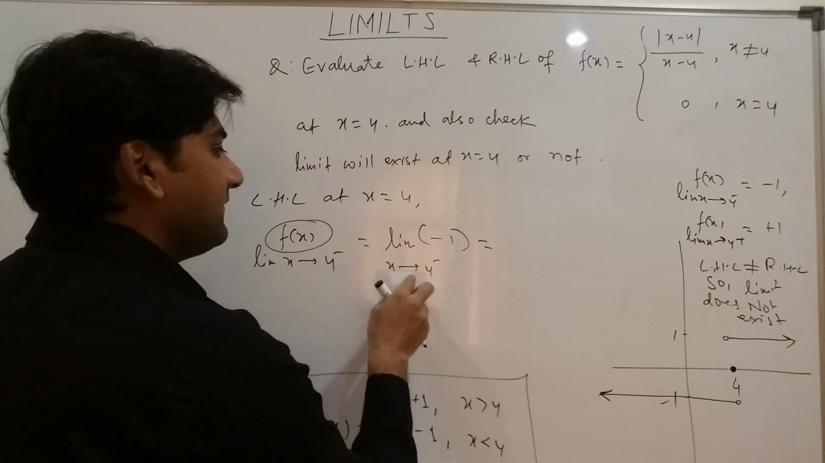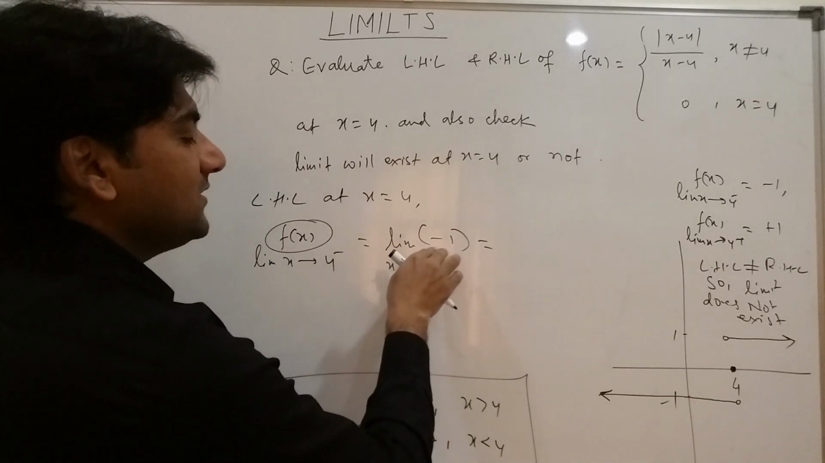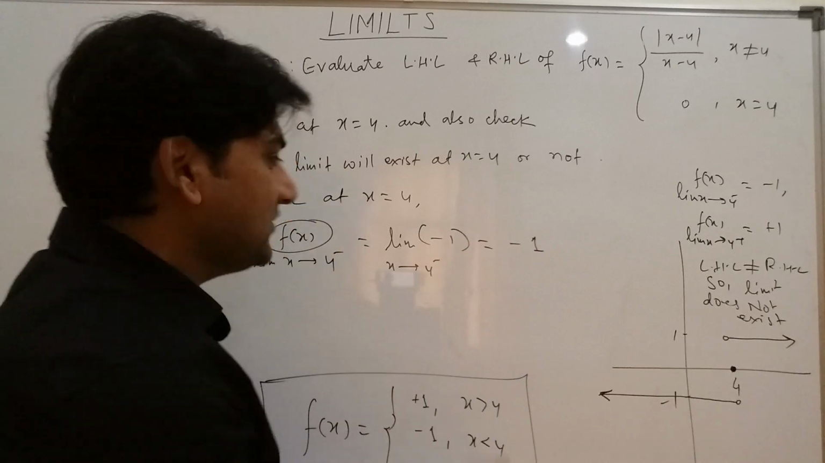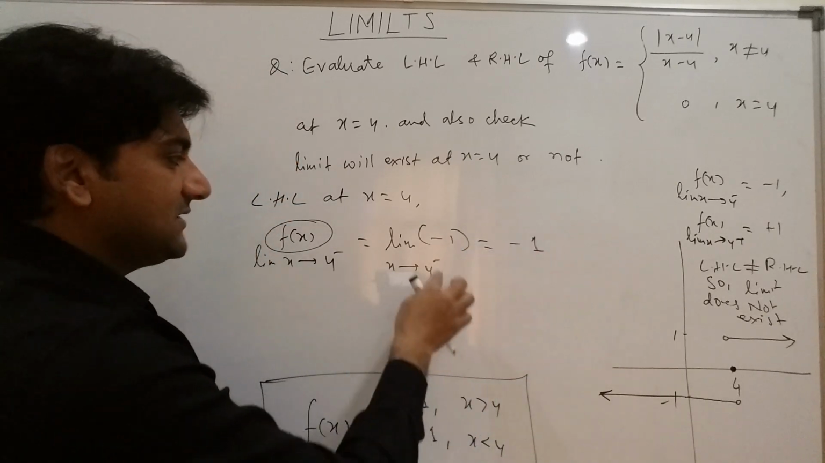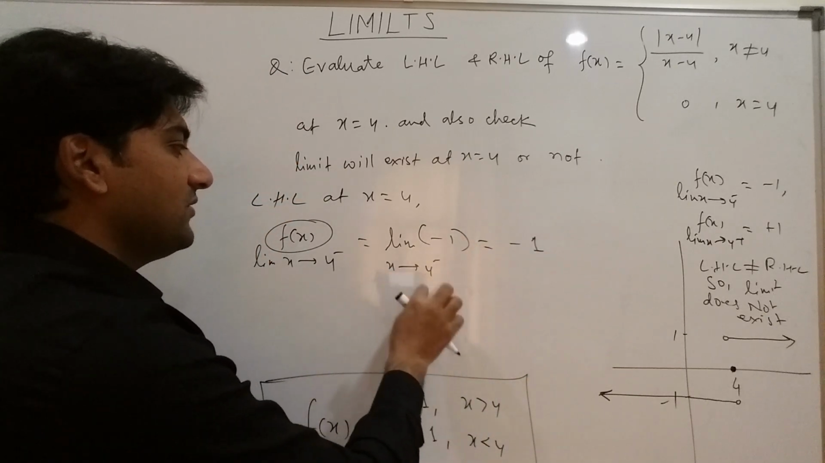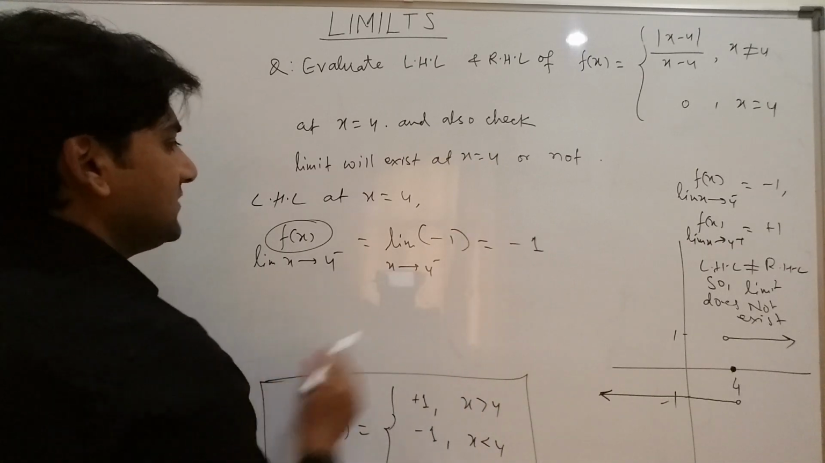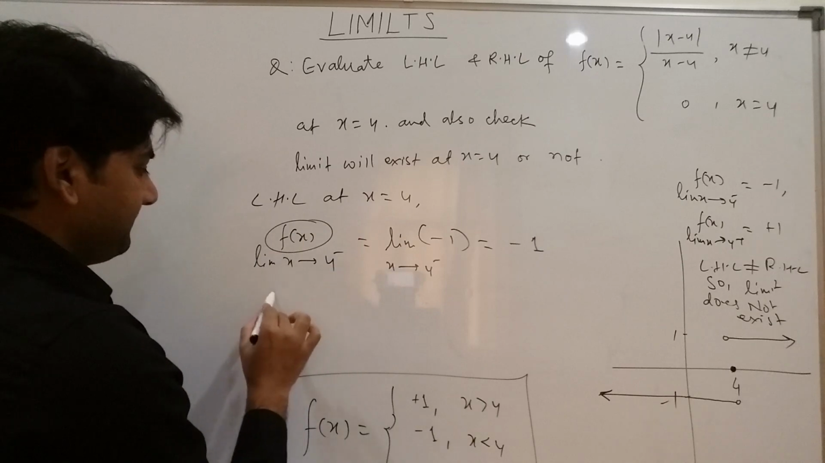Understood? And then I have to put minus 4 here. But since it is a constant function, you will write only minus 1. You cannot change minus 1 to something else because this is constant. You cannot put x minus 4 anywhere. So this is minus 1, the left hand limit.